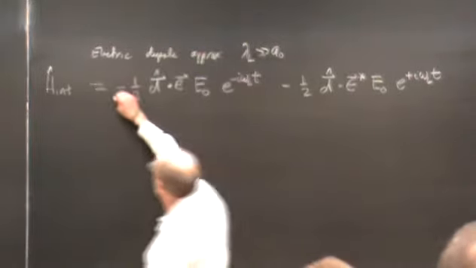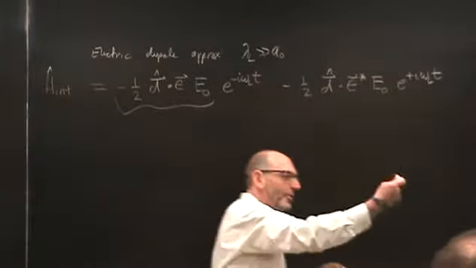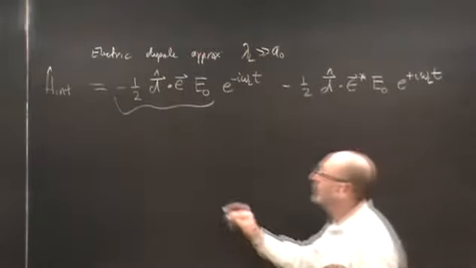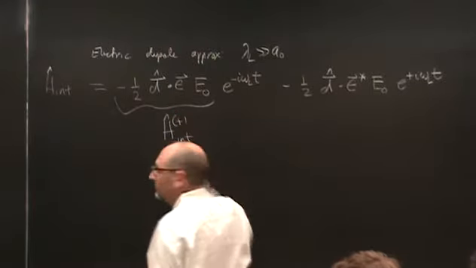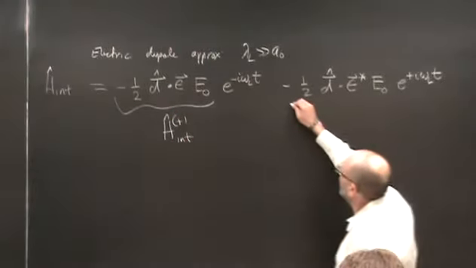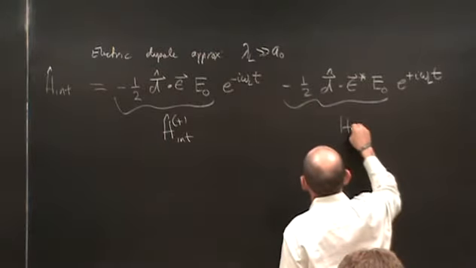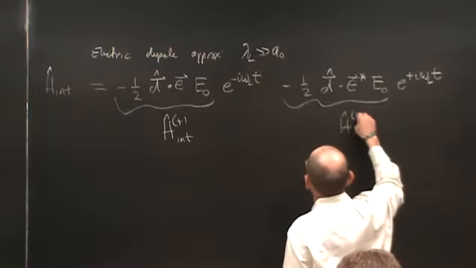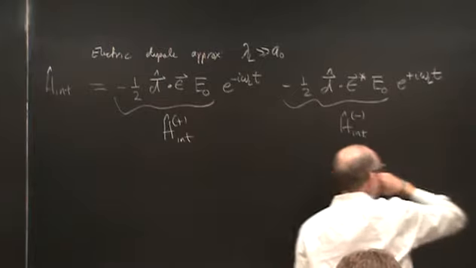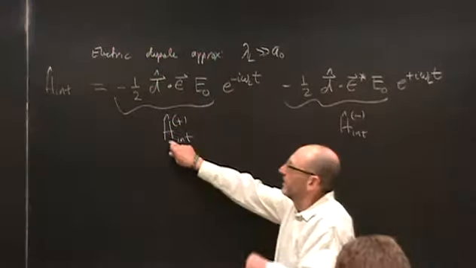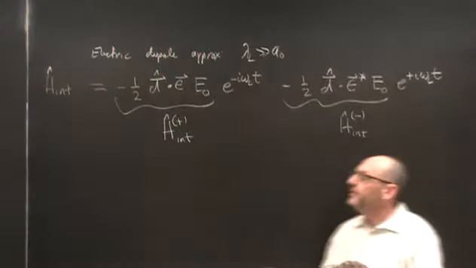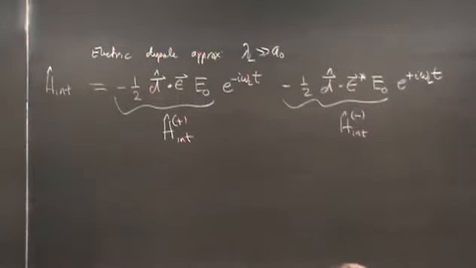This is what we have called, we have a harmonic driving of the field, what we call the positive frequency component of the interaction. And this is what we call the negative frequency part of the interaction. Okay? And as we saw in perturbation theory, this is the thing that drives absorption, and this is the thing that drives emission. Okay?